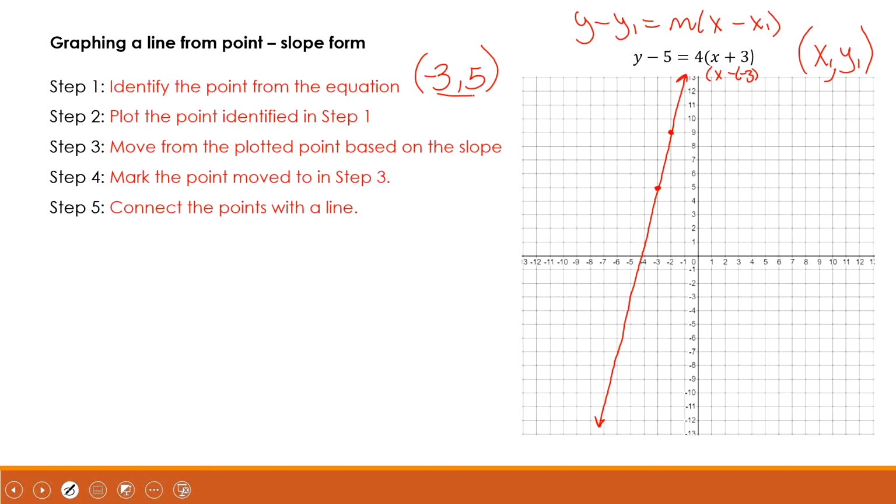Remember the signs. The most common error is people just plug in 3, negative 5. So their equation would look completely different. No, their line would look completely different. Make sense? Okay.